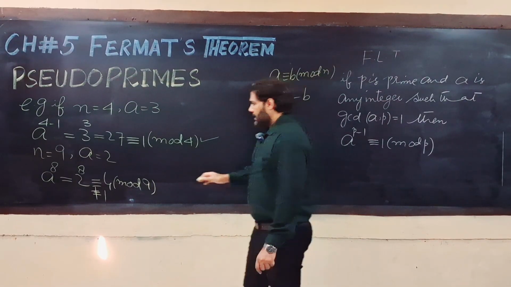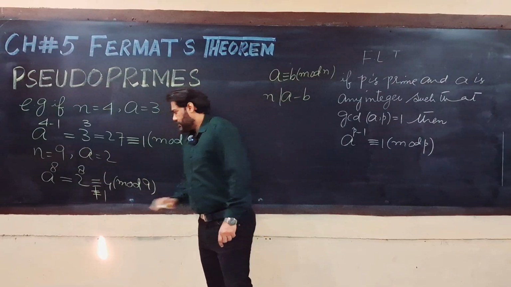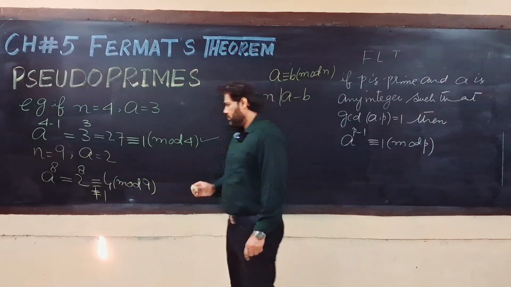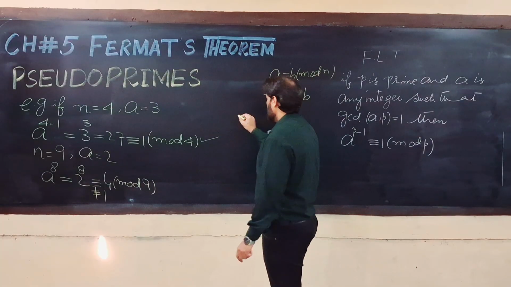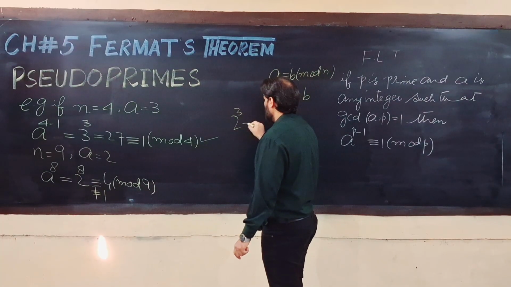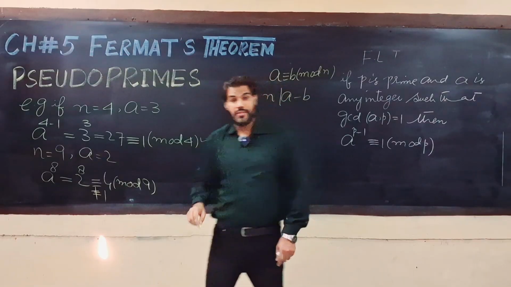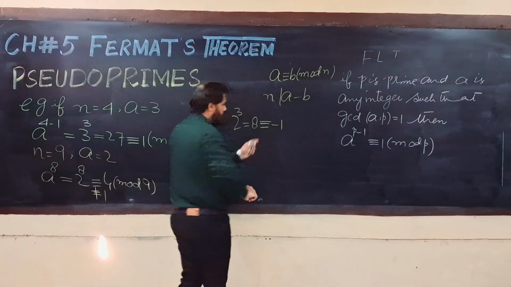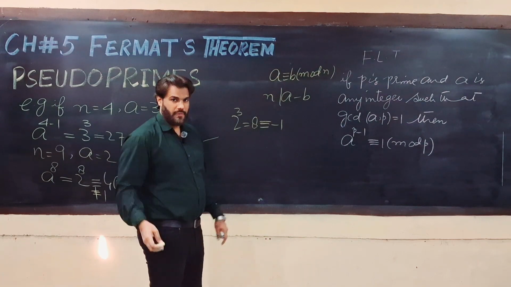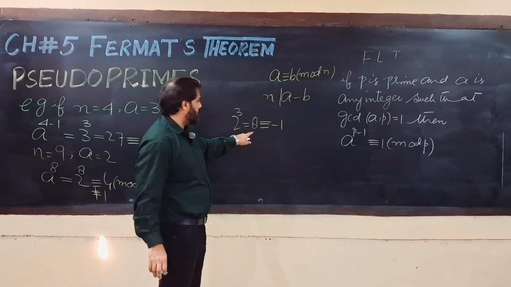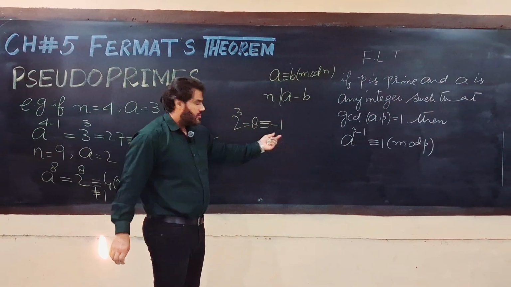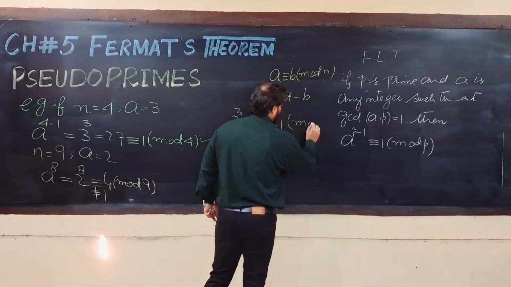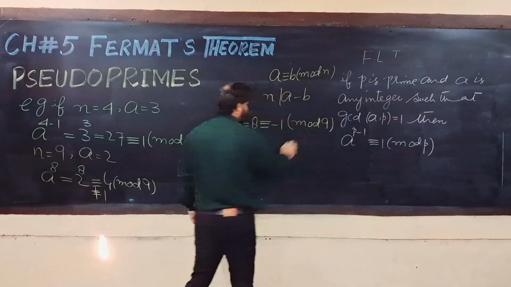So we can notice that 2 raised to power 8 is congruent to 4 modulo 9. You can verify that 2 raised to power 3 is equal to 8, and 8 is congruent to minus 1. The number after the congruency sign shows the remainder. When you divide 8 by 9, the remainder will be minus 1. So 2 raised to power 3 is congruent to minus 1 modulo 9.